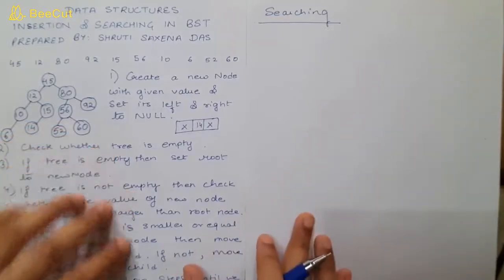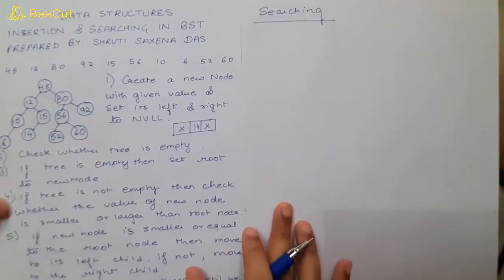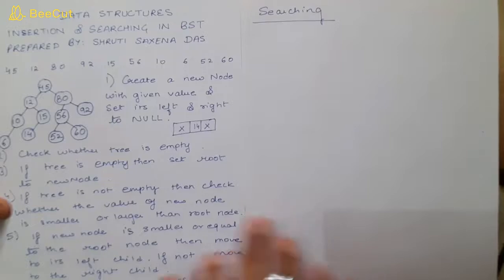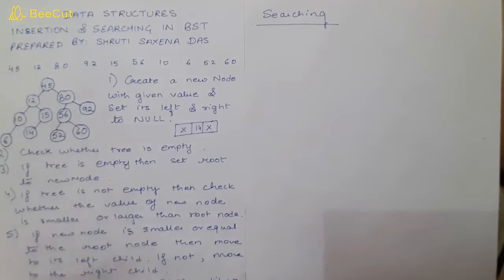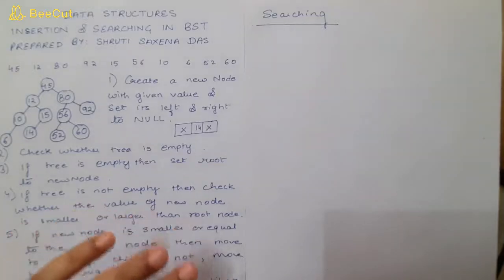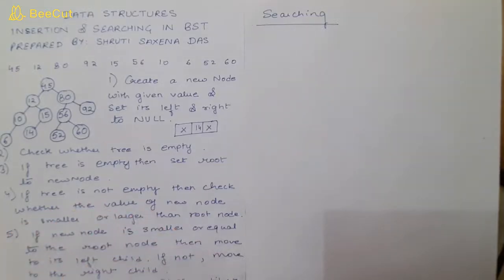Searching means we want to find out whether a particular node is existing or not in a particular tree. If it is existing, then we'll return the value, otherwise we'll simply return the null value. Now for searching we again have some steps.